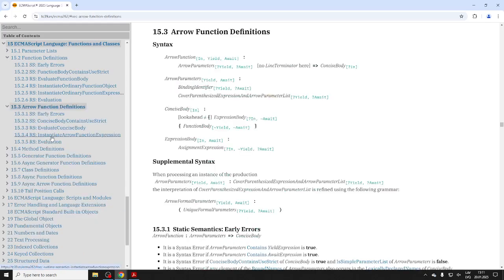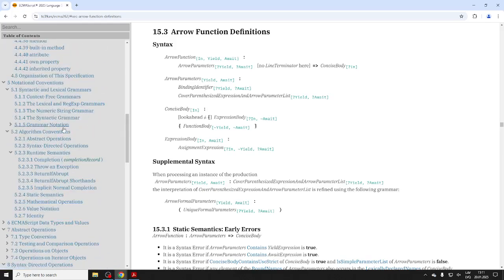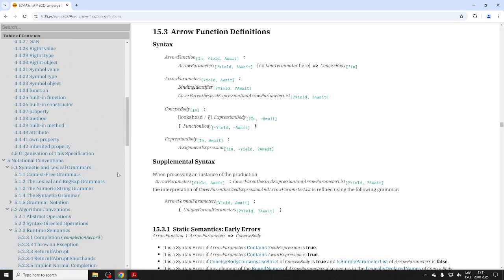For example, also let's look at arrays, right? Let's look at arrays in JavaScript. Let's see arrays. Where are my arrays?